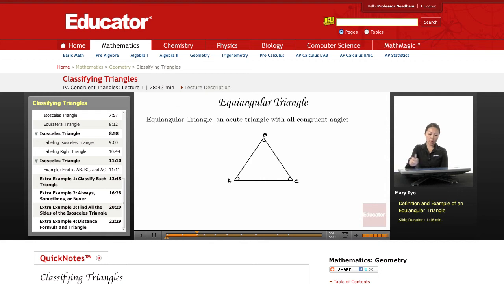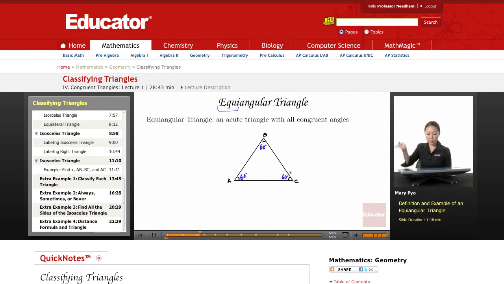Now, equiangular triangle means that all the angles are equal. Equal angle. Can you kind of see the two words formed in there? So equiangular, when all the angles are congruent. Now, if all the angles are congruent, then each angle is going to measure 60 degrees.